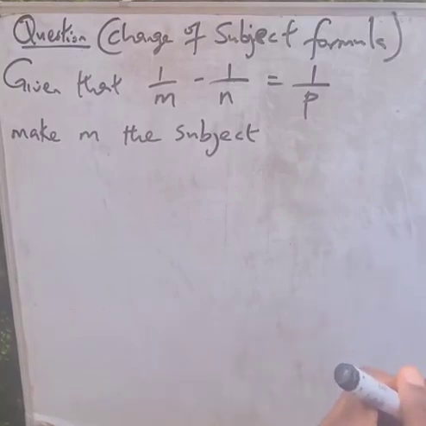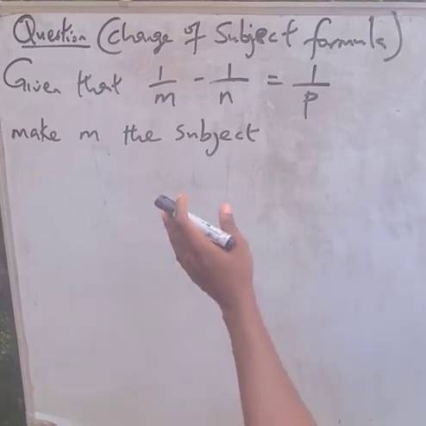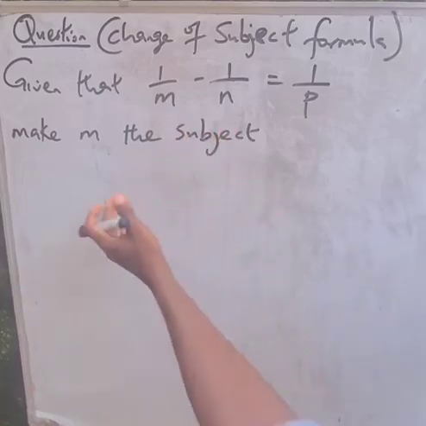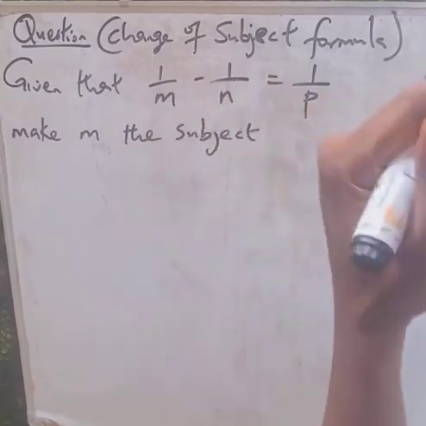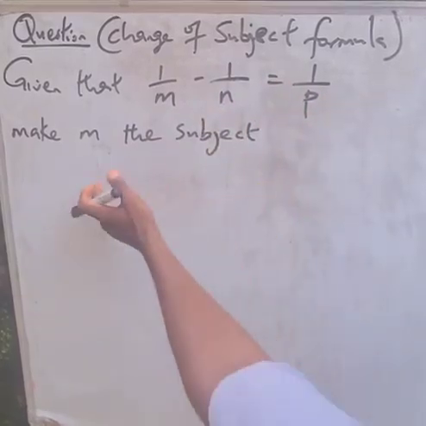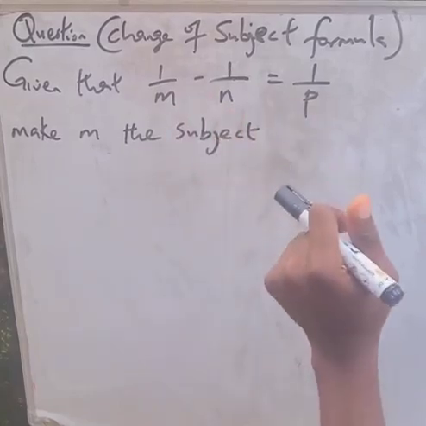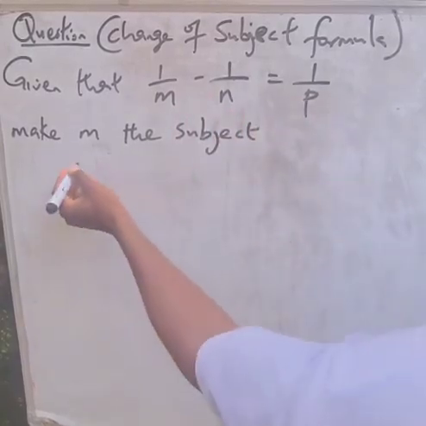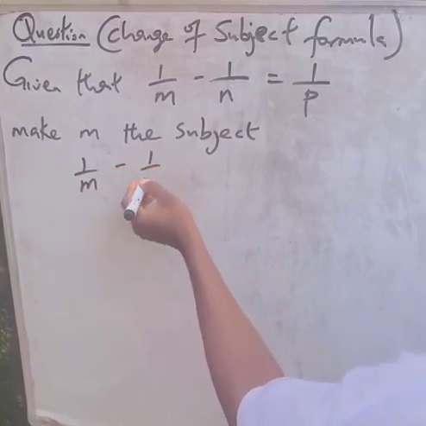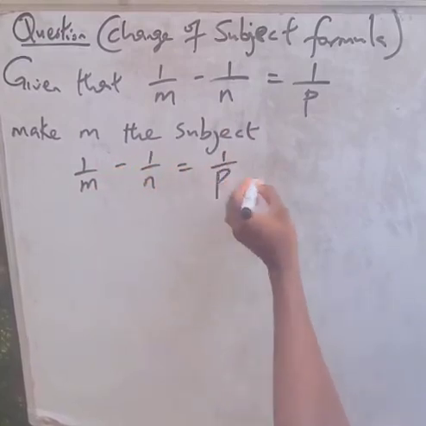Now, our objective is to make m the subject of the formula. That's to write m away from every other letter that is here. So we just write m equals whatever we end up having. Now, this is 1 over m minus 1 over n equals 1 over p.